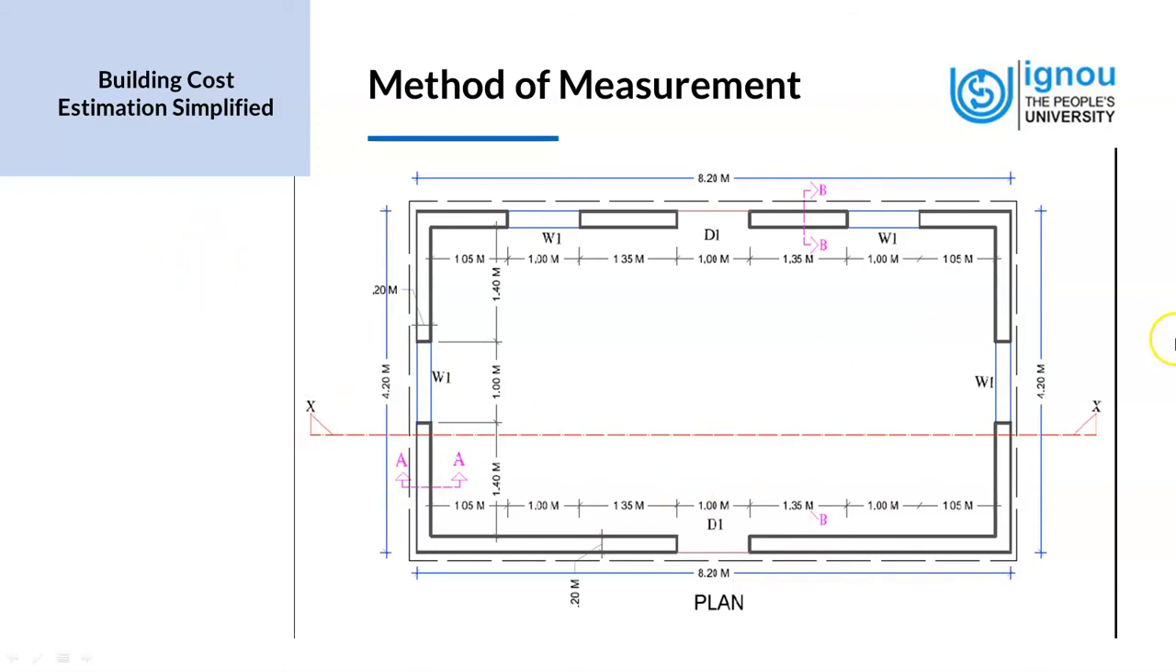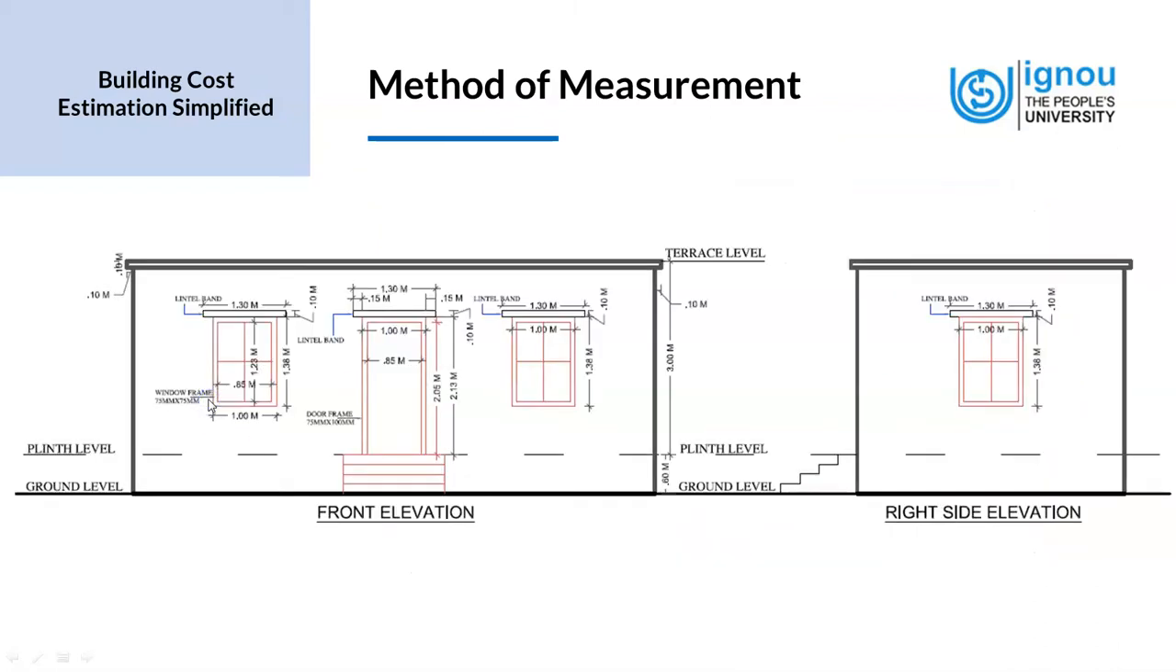And we have the XX as a cross section, which we had referred to in the previous slide. Now let's look at the elevation of the room. We have two elevations of the room, the front elevation and the right side elevation. Those have been given. Now let's look at the front elevation first. We first have the ground level, and then we have a plinth level, which is at a level of 0.6 meters or 60 centimeters. So this is where the plinth of the building ends.